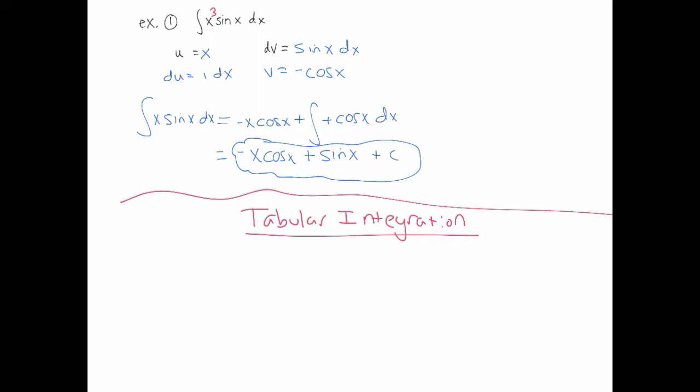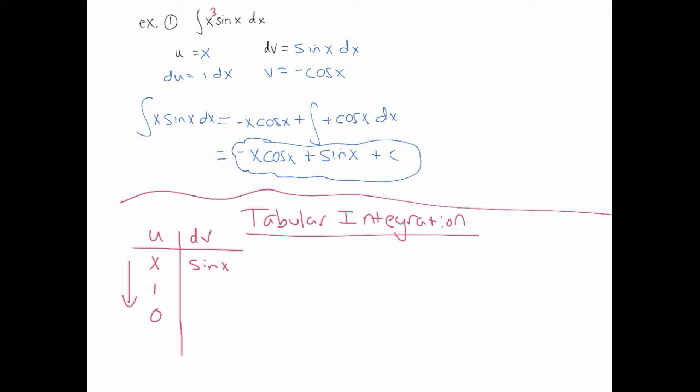The way it works is you make a table. The left column you call your u, and the right column your dv. So the assignments are still the same. We let our u be x and our dv be sine of x. You don't really need the differential in this table. So now what you do is you take the derivative until you get to 0. The derivative of x is 1, the derivative of 1 is 0, and now we're done.